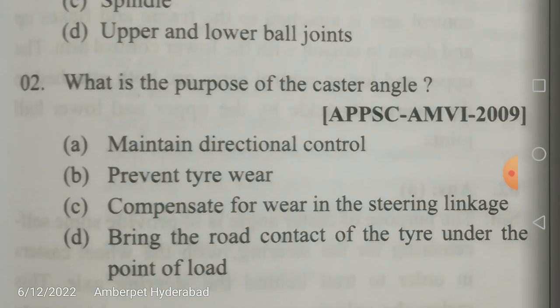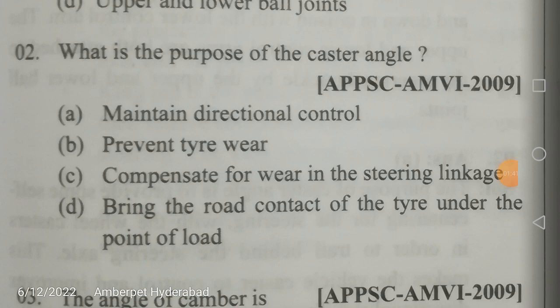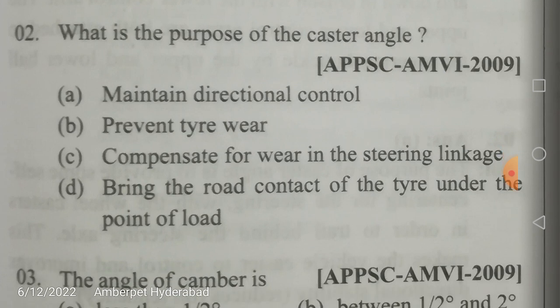What is the purpose of the caster angle? Caster and camber are the two angles, friends. Toe in and toe out are the distances. So please differentiate between the caster and camber angles and the toe in and toe out distances.